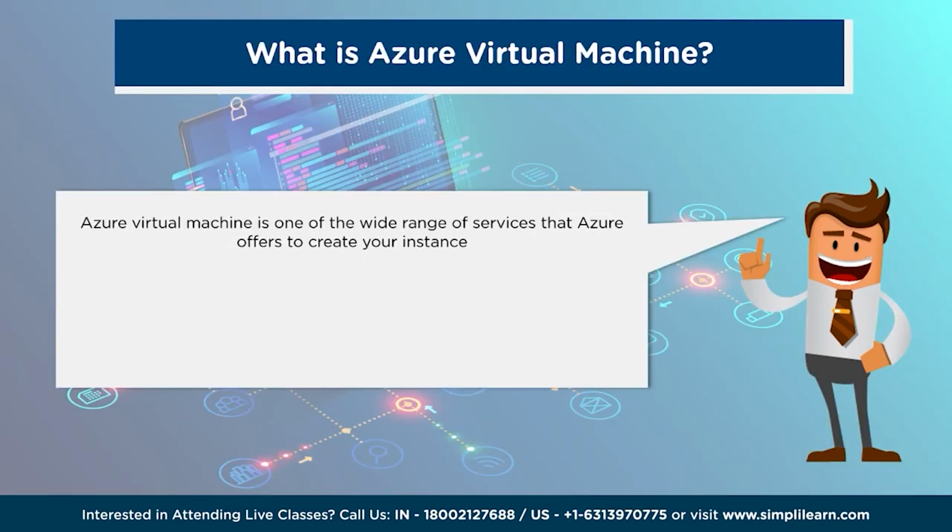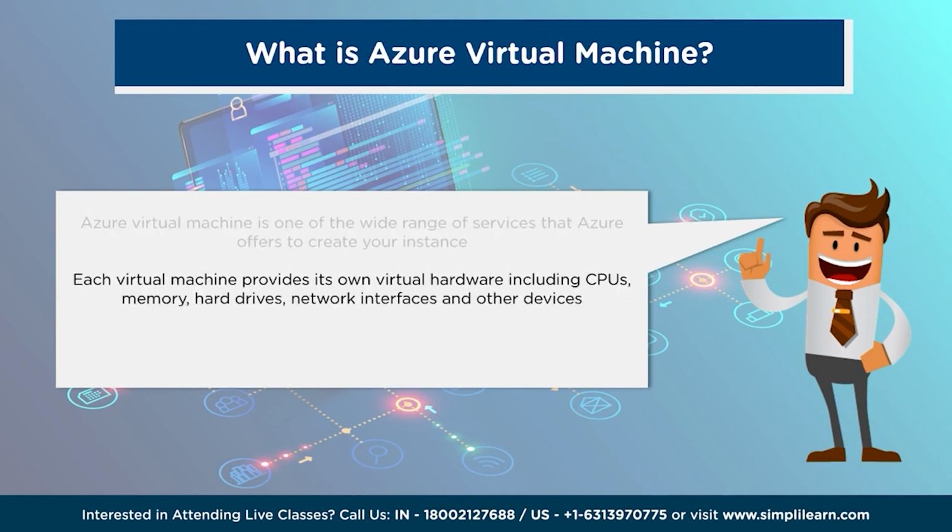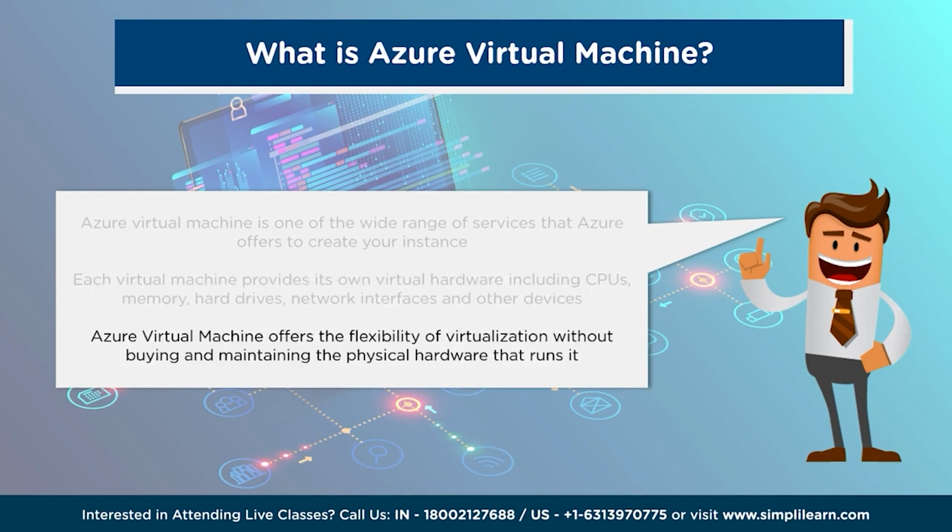A virtual machine is a computer file, typically called an image, which behaves like an actual computer. It runs in a window, giving the user the same experience on a virtual machine as they have on the host operating system itself. Multiple virtual machines can run simultaneously on the same physical computer. Each virtual machine provides its own hardware, like CPUs, memories, and other devices. Azure Virtual Machine offers a high range of flexibility and it maintains the physical hardware that runs on it.